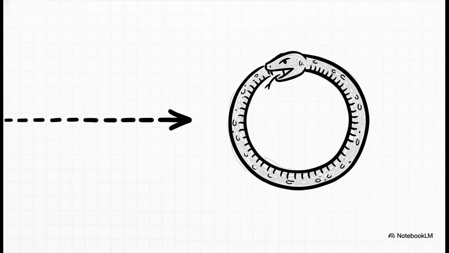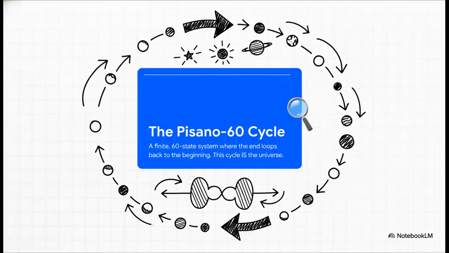You can't create a paradox if the universe is a finite, closed system, a loop where the end circles right back to the beginning. In this model, time isn't a straight line stretching off to infinity, it's a circle. They call this loop the Pisano 60 cycle. The idea is that the entire universe consists of just 60 discrete states or moments.